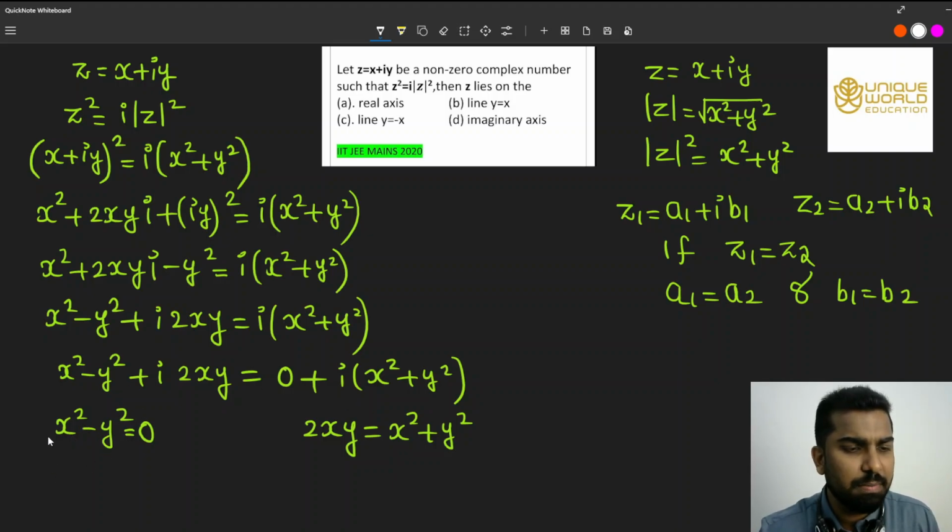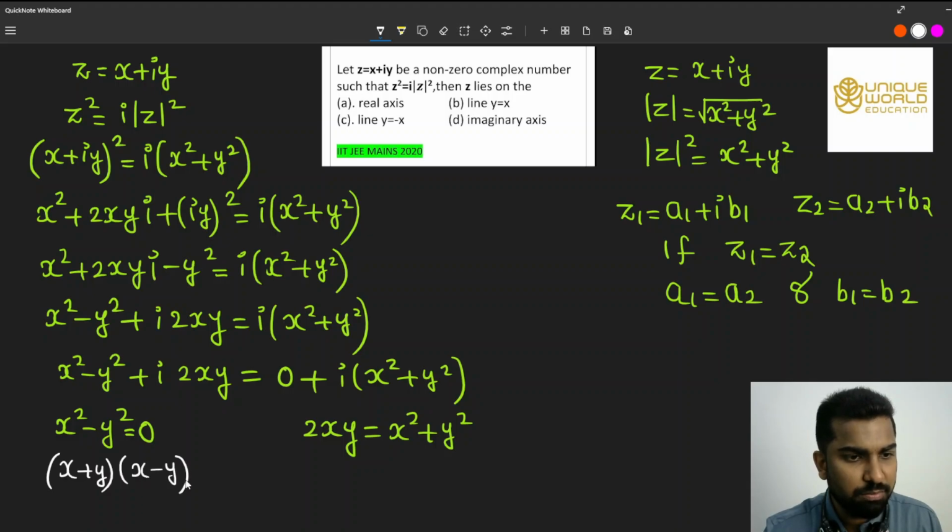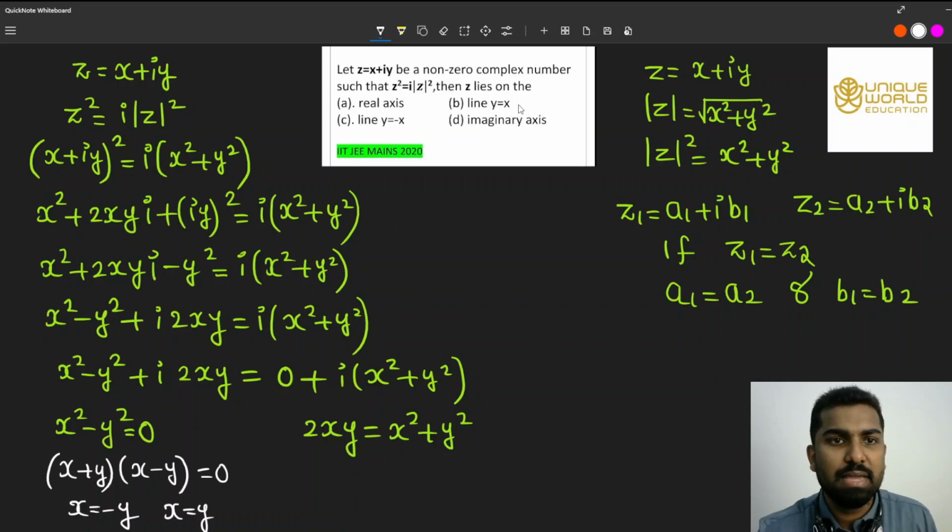Suppose I am taking x square minus y square equal to 0. That is in the a square minus b square format. If a square minus b square equals 0, I can write it as a plus b into a minus b. So x plus y into x minus y equal to 0. From here I can write x plus y equal to 0, so x is equal to minus y, and x minus y equal to 0, so x is equal to y also. So I can't predict because both options are coming.